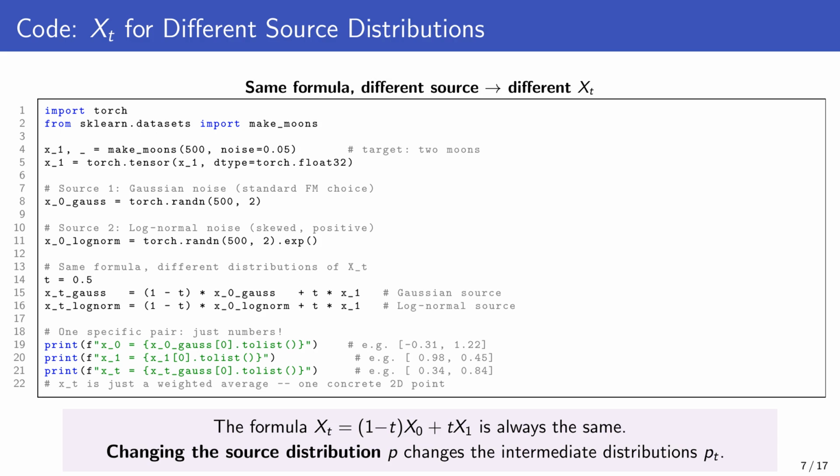The key takeaway: xt is a random variable because its inputs are random. But for any specific draw of x0 and x1, xt is just a deterministic weighted average, a concrete pair of numbers. The choice of source distribution p affects what the intermediate distributions look like, but the interpolation formula is always the same. In standard flow matching, we always use a Gaussian source because it is easy to sample from and has nice mathematical properties. But the framework works for any source distribution.